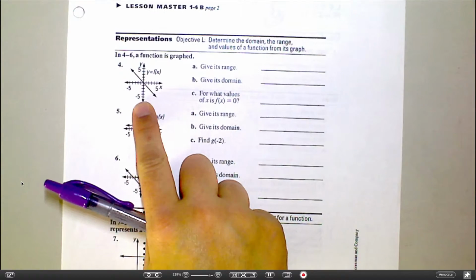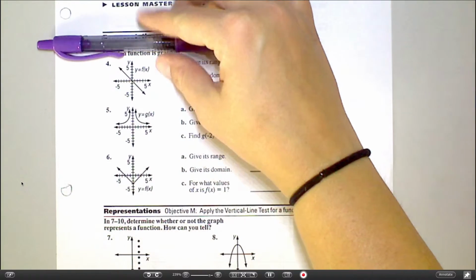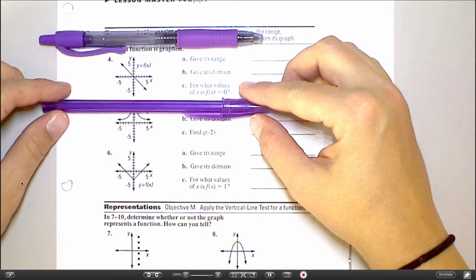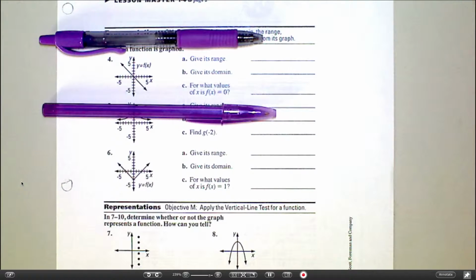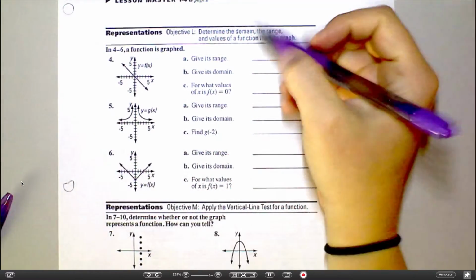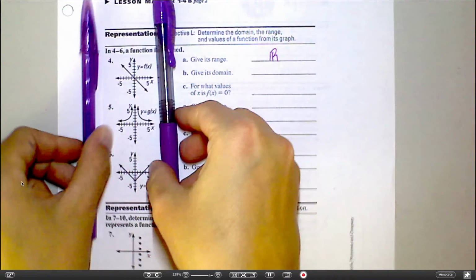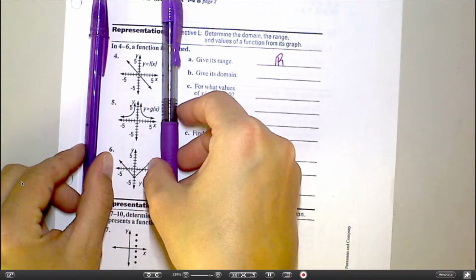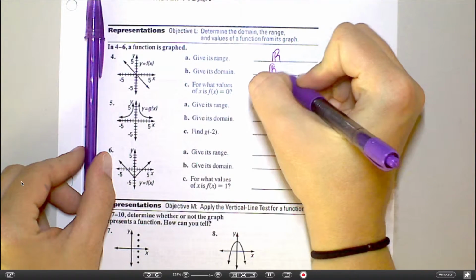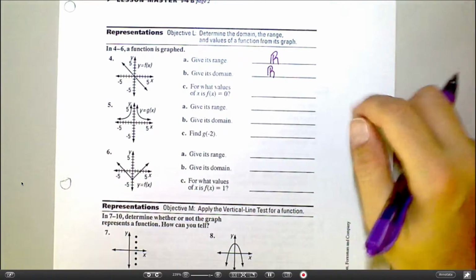So on number 4, if it's asking for the range, that's where you're asking yourself, does it go up forever, does it go down forever? Okay? So will it eventually hit both of those? Yeah. So what do we say for our range? All reals, good. What about the domain? Also all reals, right? Because from left to right, it also hits both, so all reals there too. So like I said, I'm going to come back to part C in just a minute.